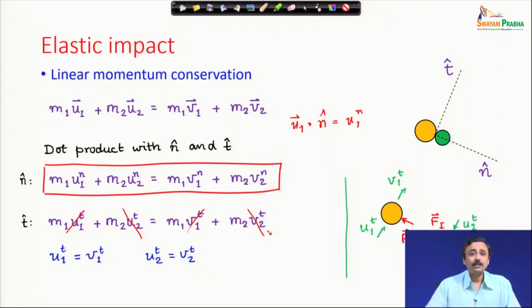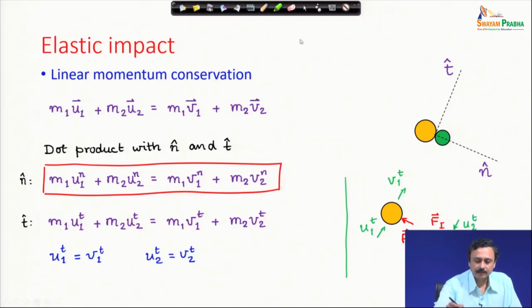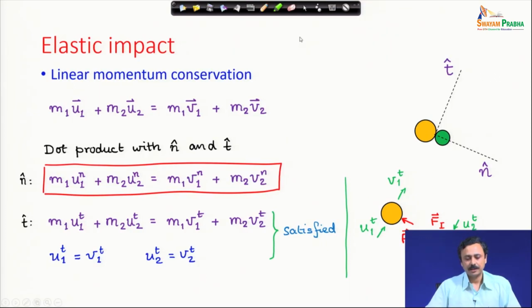Had it been a spatial impact problem, this would have been the same situation when you take the dot product once with t1 cap and once with t2 cap, the two tangential vector directions. You will get trivially satisfied equations. Okay. Then we proceed. So, this is trivially satisfied. Therefore, what we are left with is the component of the linear momentum conservation relation in the normal direction of the system.